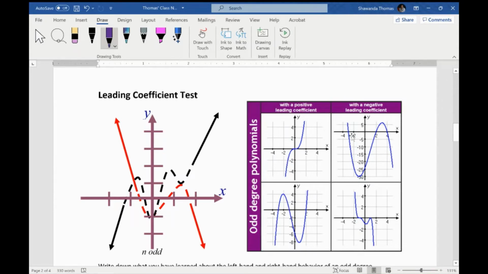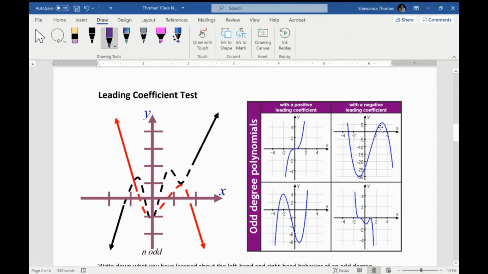Let's look at the right side over here. When it's a negative leading coefficient, what happens? It's rising on the left, right? On the left it's rising, and on the right it's falling.